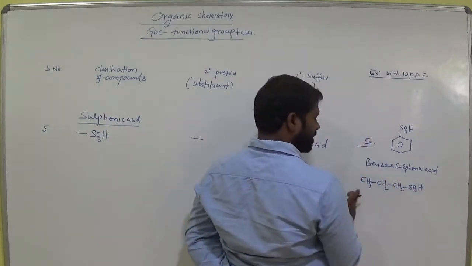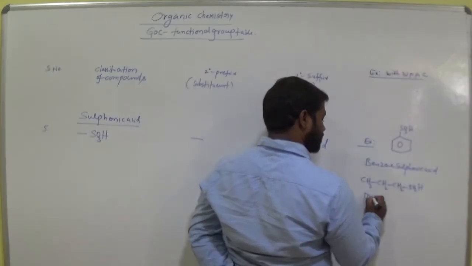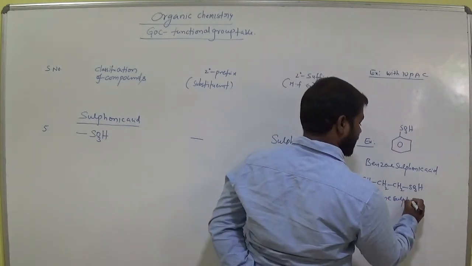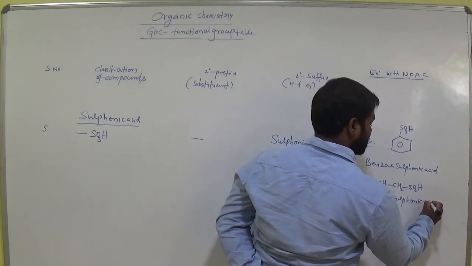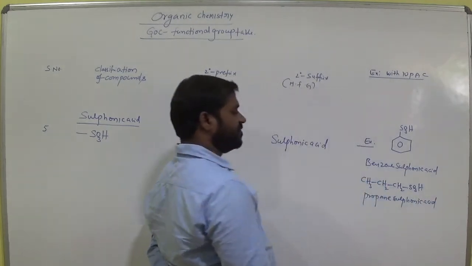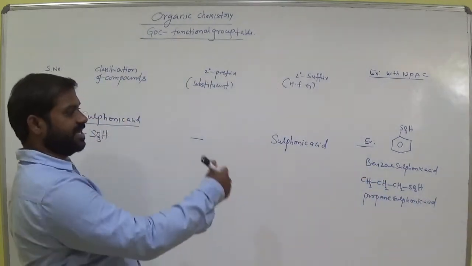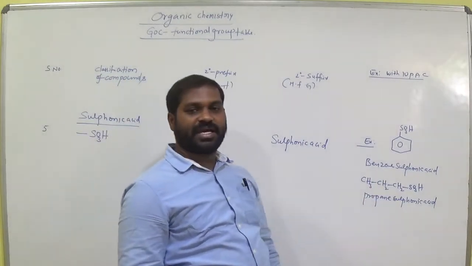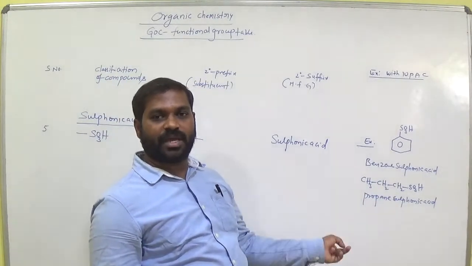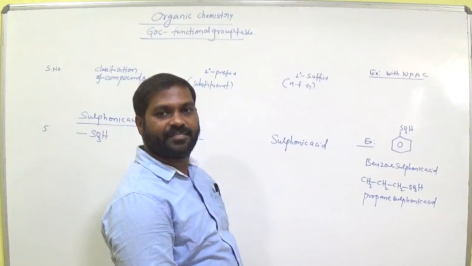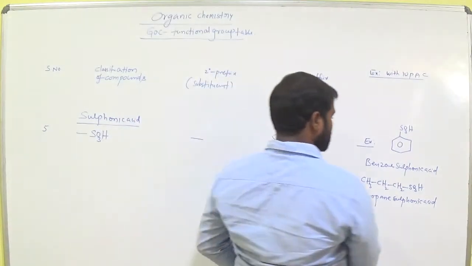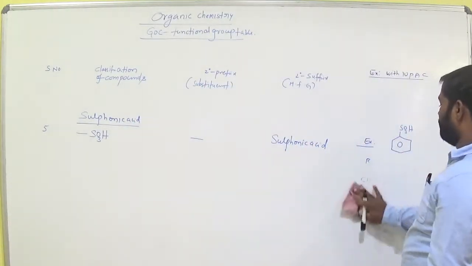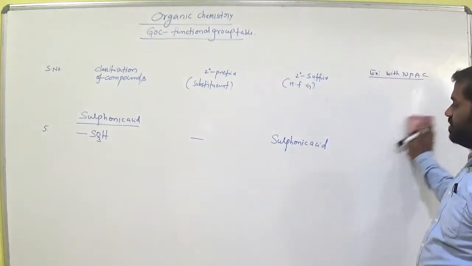SO3H. How many carbons? 3 carbons. So we have to write propane sulfonic acid. Benzene sulfonic acid. How many carbons in the main chain here? 3 carbons. So 3 carbon means propane sulfonic acid. Okay, clear? So you just add sulfonic acid. Benzene sulfonic acid. Okay.